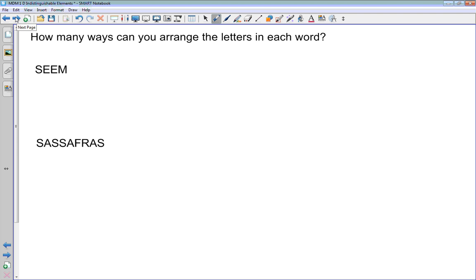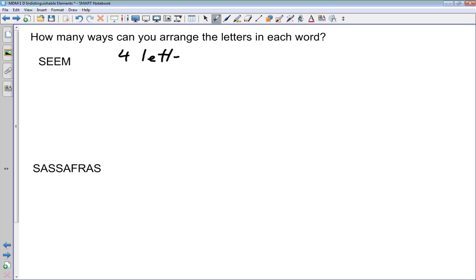How many ways can you arrange the letters in each word? We'll start with this first one, this 4-letter word here, seam. And we'll start by just counting how many letters we have. We have 4 letters. How many of them are identical or indistinguishable? Well, we've got 2 E's. So we'll just say we've got 2 E's.